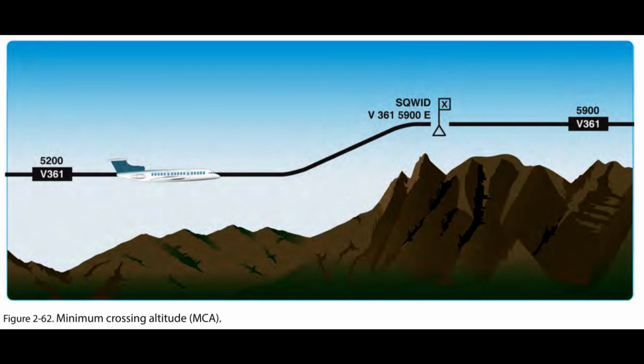Minimum crossing altitude, MCA, is the lowest altitude at certain fixes at which the aircraft must cross when proceeding in the direction of a higher minimum en route IFR altitude. Figure 2.62. When applicable, MCAs are depicted on the en route chart. Figure 2.59. MCAs are established in all cases where obstacles intervene to prevent pilots from maintaining obstacle clearance during a normal climb to a higher MEA after passing a point beyond which the higher MEA applies.